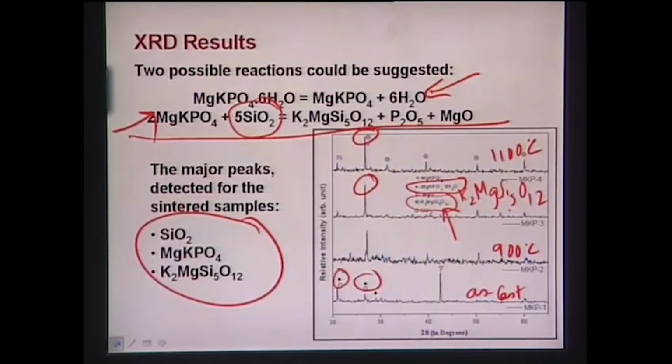And if you go back and correlate with your XRD results, then it correlates well, because you have K2MgSi5O12, which is a silicate phase, and also you have MgKPO4, which is a phosphate phase. So, from the FTIR you should find the presence of the phosphate peak as well as a silicate peak, and exactly that is what you are seeing in this FTIR band.